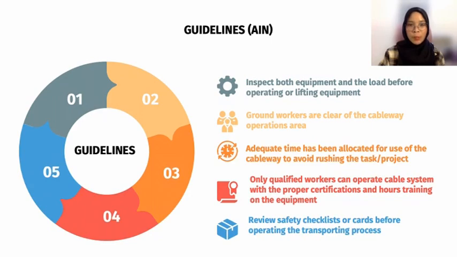First is to inspect both equipment and the load before operating or lifting the equipment. Next is to ensure no workers are in the cableway operation area and beneath the load while the equipment is being operated. The third one is to ensure adequate time has been allocated to avoid rushing the task. The fourth one is to ensure cable system equipment is only operated by qualified workers with the proper certification and hours of training on the equipment. And the last one is to review the safety checklist before operating the transporting process.